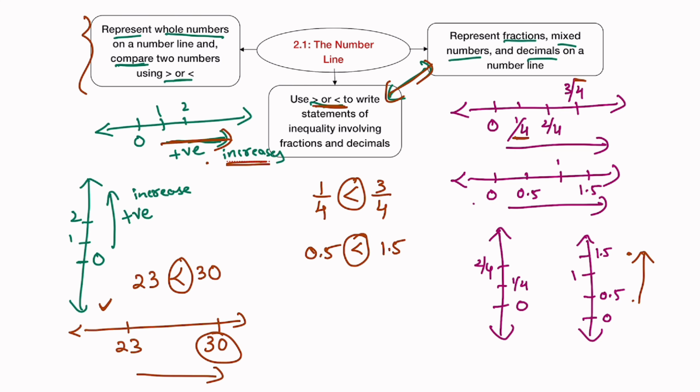All of them positive will always be on the right hand side of zero on a horizontal line, and on a vertical line always above zero, and they increase as you go from left to right or from bottom to top. So you can compare them easily. So this is it in this chapter.